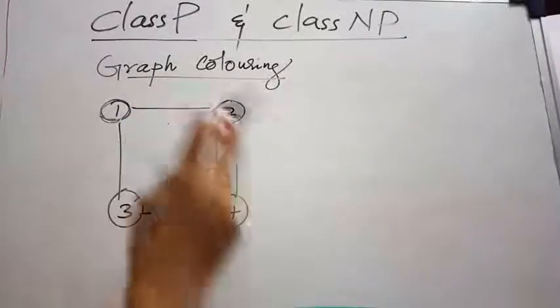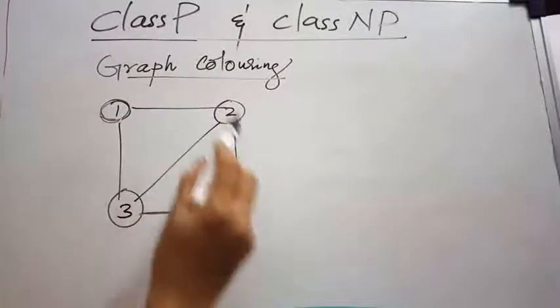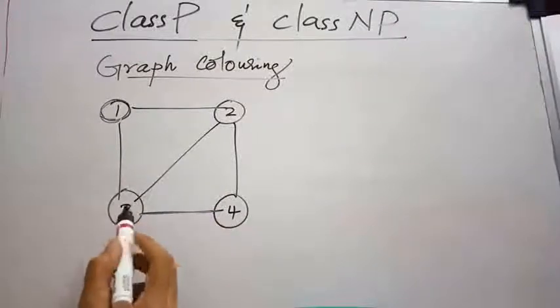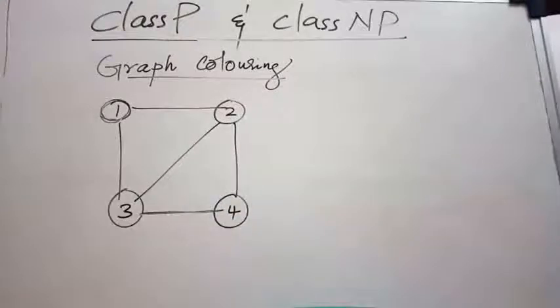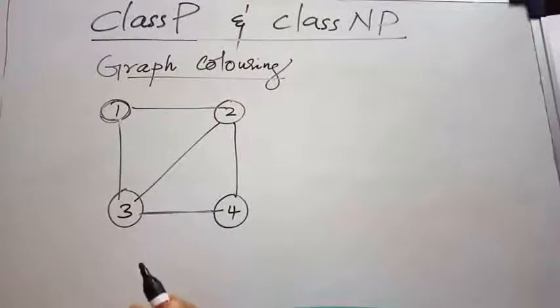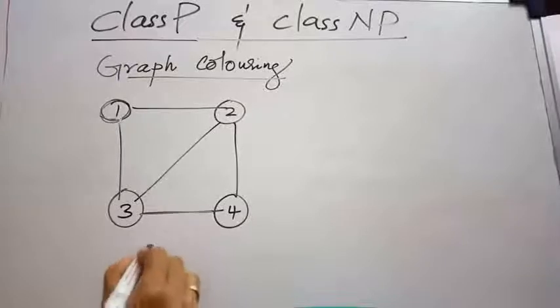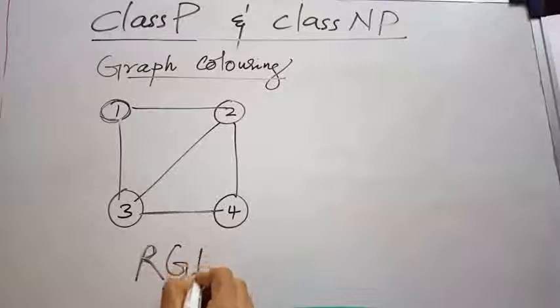Did you get the problem? A graph is given and we have to color this graph in order to avoid coloring adjacent nodes with the same color, right? Okay, so suppose in the worst case, we know that here we have 4 nodes. So in the worst case, we may need 4 colors, right? So suppose our colors are red, green, black, white, etc.